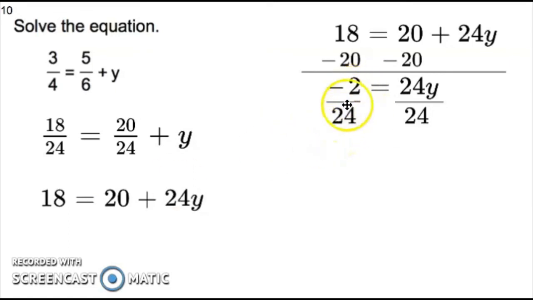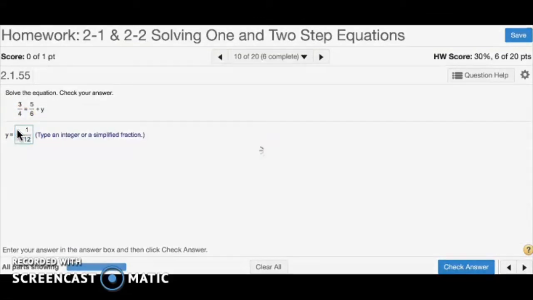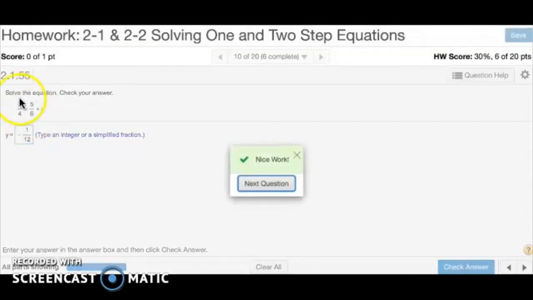Now I can reduce this fraction. I can divide top and bottom numbers by 2. Negative 2 divided by 2 is negative 1. 24 divided by 2 is 12. So my final answer is going to be negative 1 over 12. So let's type that in. So typing it in, I have negative 1 over 12 as my answer for number 10.